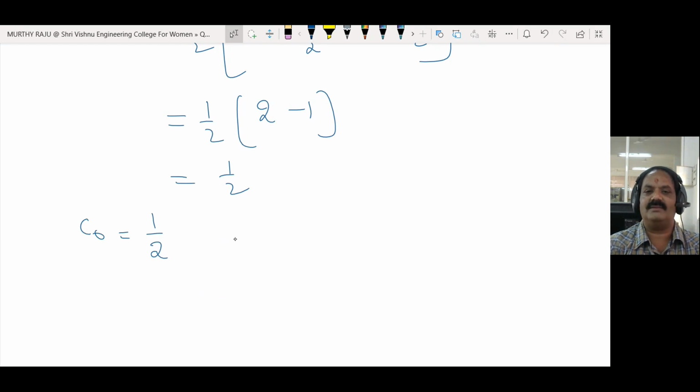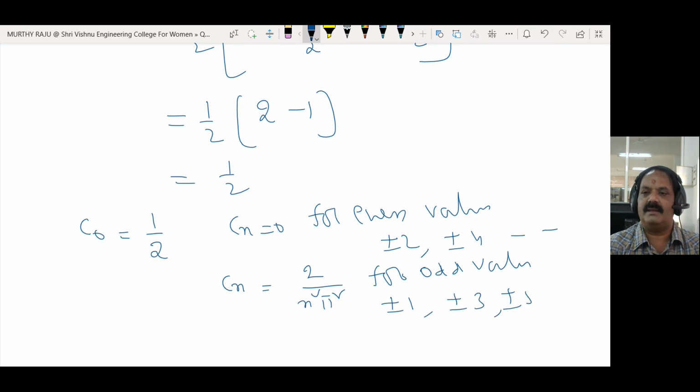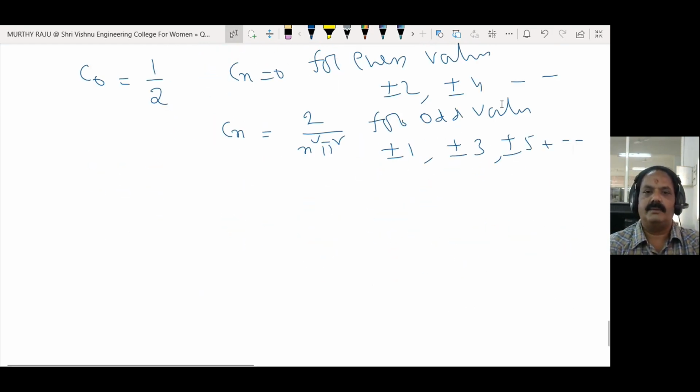For even values, zeros. Cn is 0 for even values: plus or minus 2, plus or minus 4, and so on. Cn is equal to 2 by n square pi square for odd values: plus or minus 1, plus or minus 3, plus or minus 5, and so on.